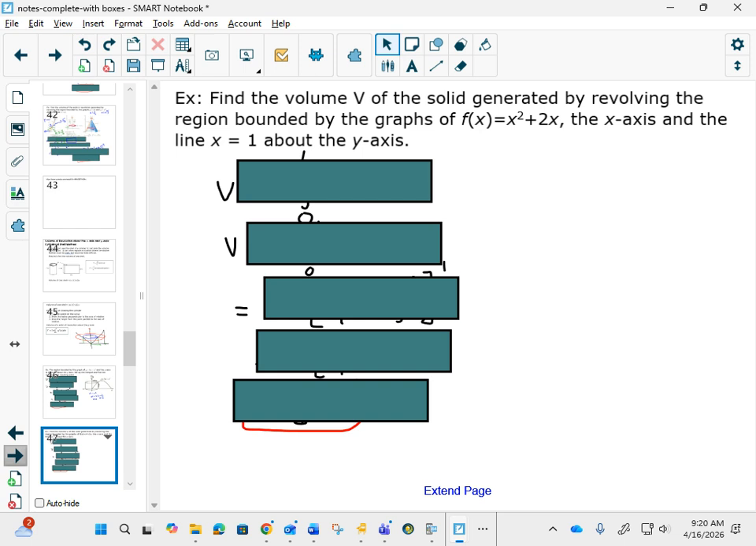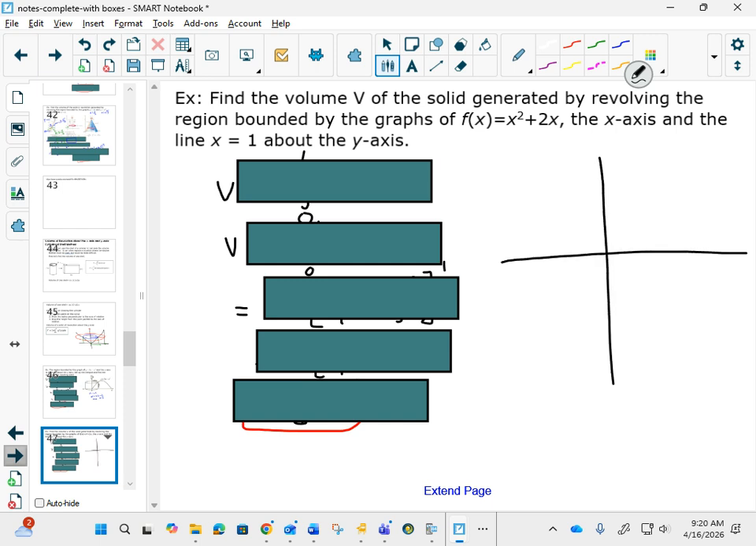Find the volume of the solid generated by revolving the region bounded by the graphs of x squared plus 2x, the x-axis, the line x equals 1 about the y-axis. So once again, I'm going to draw a picture of this. If I factor this out, can you see that you would get x times x plus 2, which tells me I have an x-intercept at 0 and an x-intercept at negative 2. I know this parabola opens up. So there's my f of x graph.